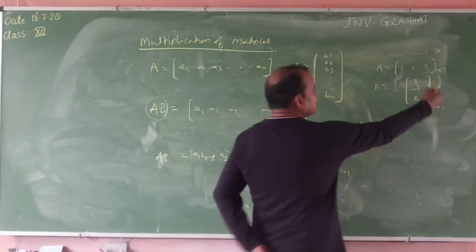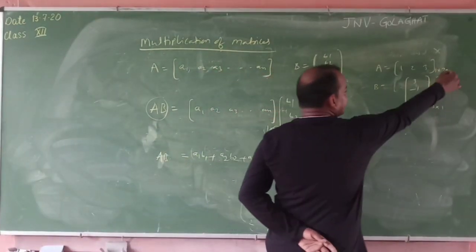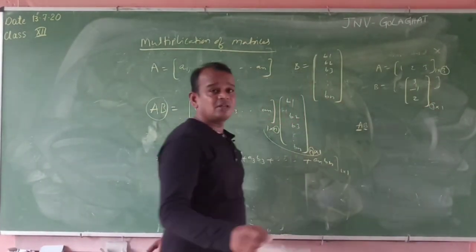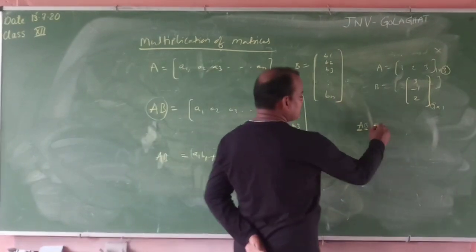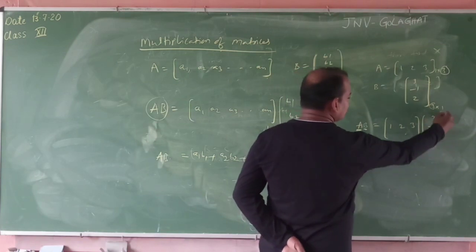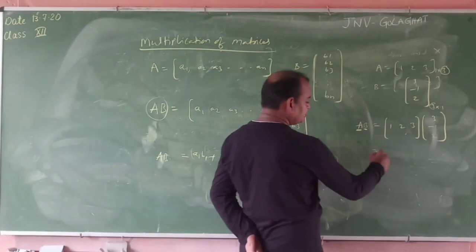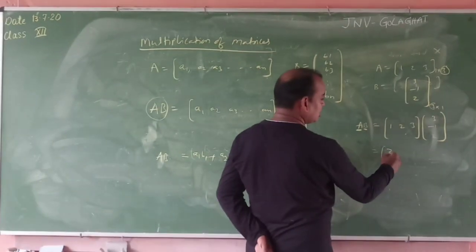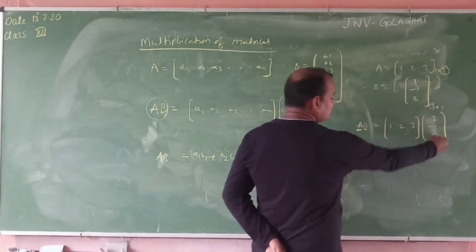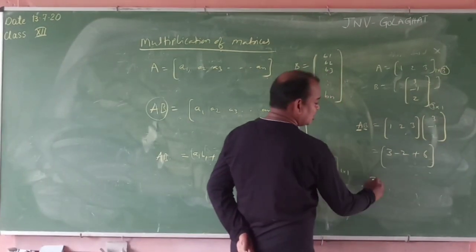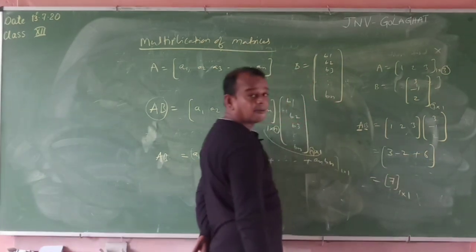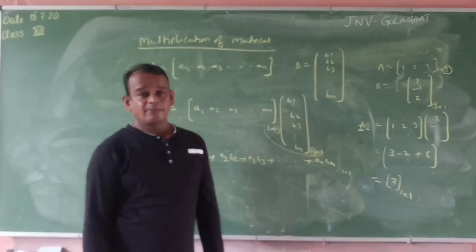For the product AB to be possible, we first observe the columns in A and the rows in B. Those are equal, so the product is 100% possible. Now AB is equal to 1, 2, 3 times 3, minus 1, 2. Now the product: 1 into 3 is 3, 2 into minus 1 is minus 2, 3 into 2 is 6. 3 minus 2 means 1, 1 plus 6 means 7. What is the order? 1 by 1. This is the product of the matrices.